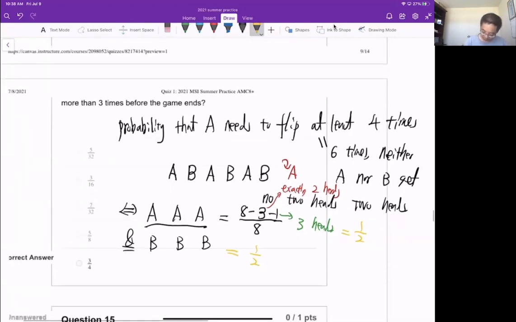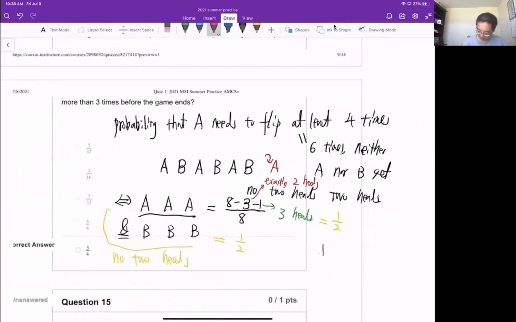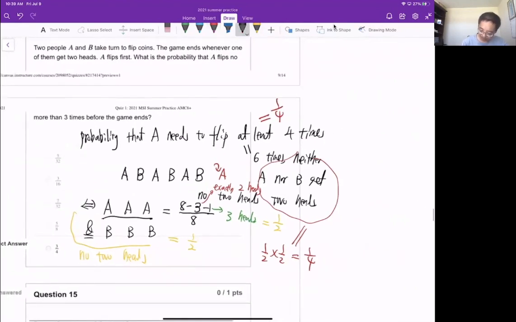Okay, so for both, we are calculating the no-2-heads scenario. And then because they have to happen simultaneously, we get 1/2 times 1/2, right? If neither A nor B gets 2 heads, this will be 1/2 times 1/2 because it's independent, so happen simultaneously, so it's 1/4. Okay, so the probability that A needs to flip at least 4 times is 1/4, and then the probability, what we are looking for.